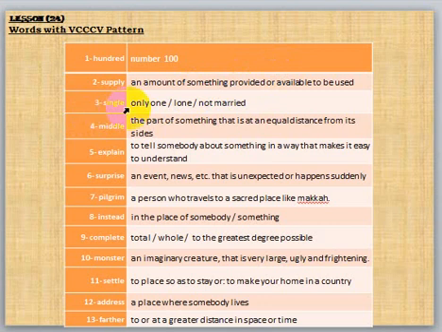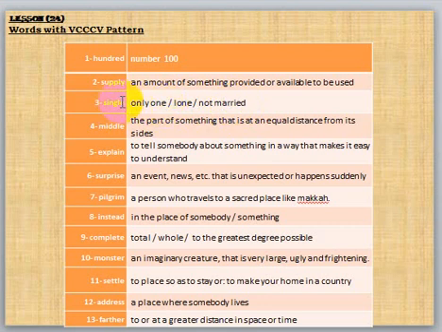Number 3, single. Single means what? Means only one. Lone, not married. If you are not married, it means you are what? You are single. But if you are married, people will call you married.